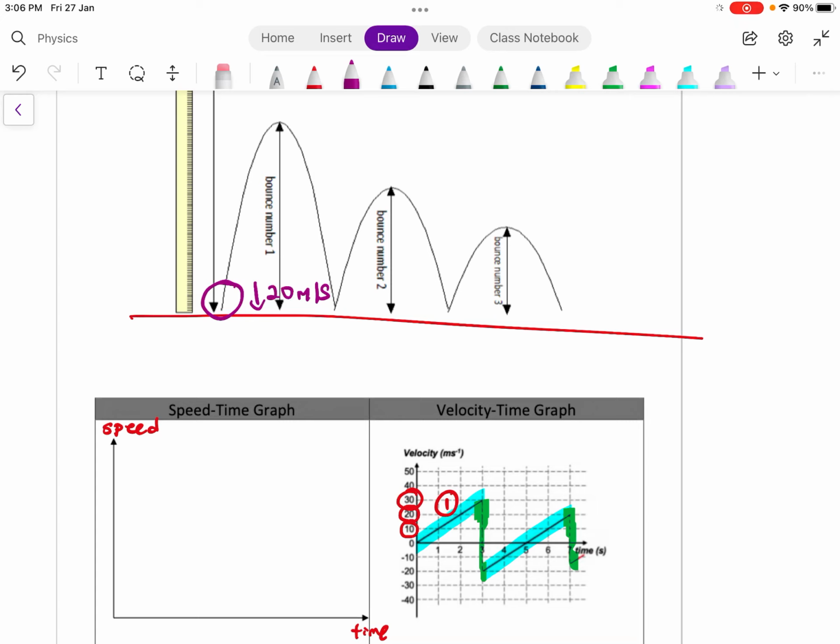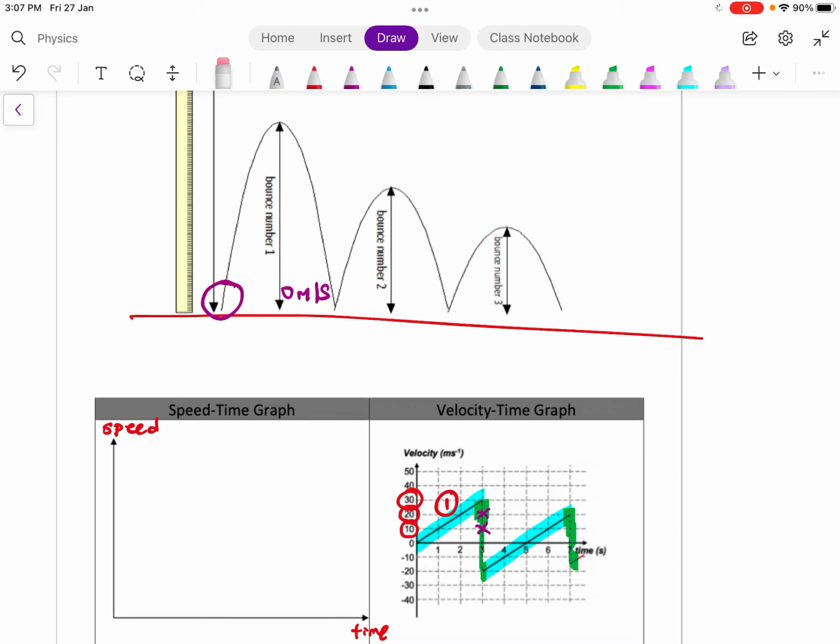As seen from this graph, at the same 3 seconds, you're at 20 meters per second. Then after that, at the same 3 seconds, you're at 10 meters per second, slowly decreasing. Then you will be at 0 meters per second. But just take note, at 0 meters per second, you are still in touch with the ground.